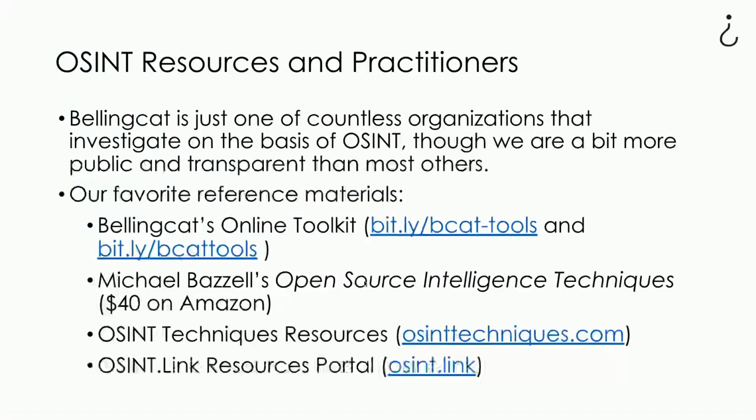There is also a great book by Michael Bazzell, Open Source Intelligence Techniques. It's very thick and it basically has everything that a researcher would need.